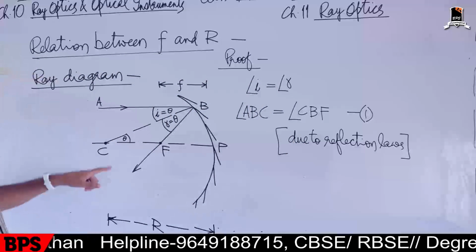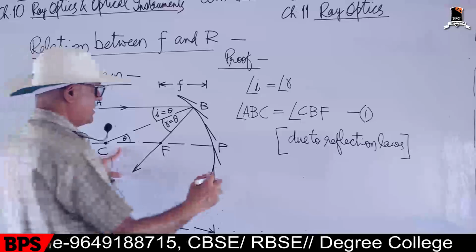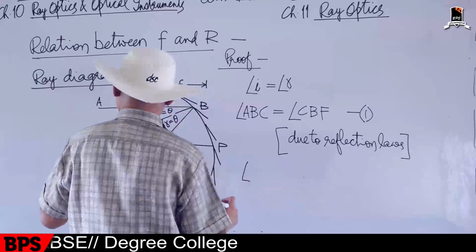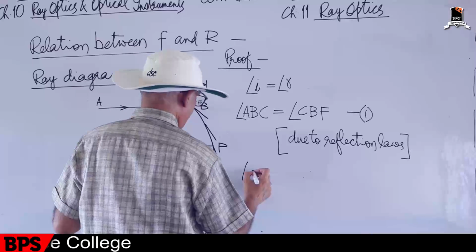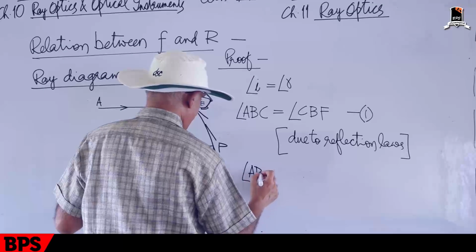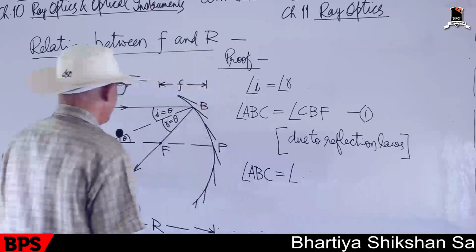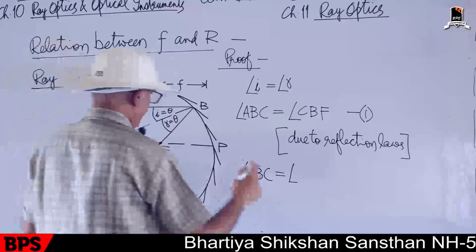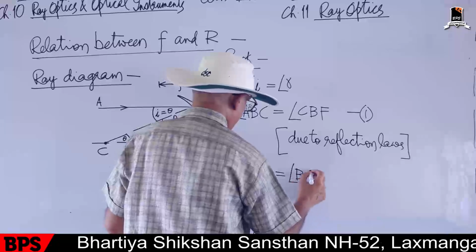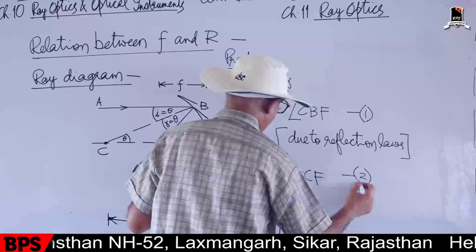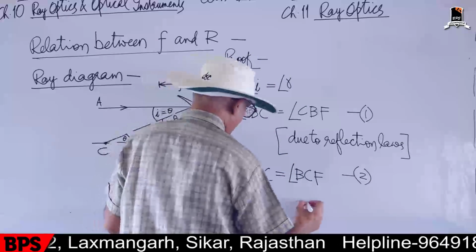Now take the alternate angle. Angle ABC is equal to angle, which angle? BCF. Put it as number 2. Why equal? Because alternate angles.